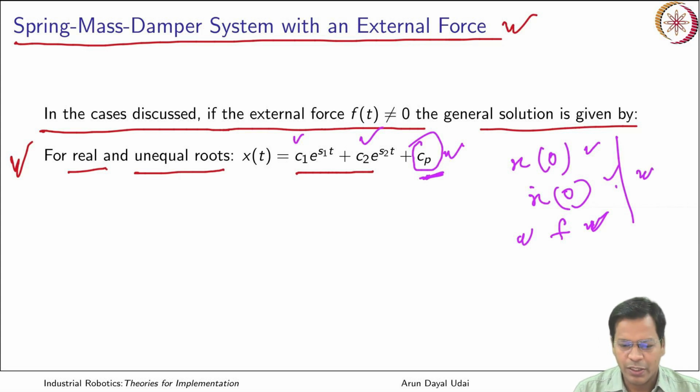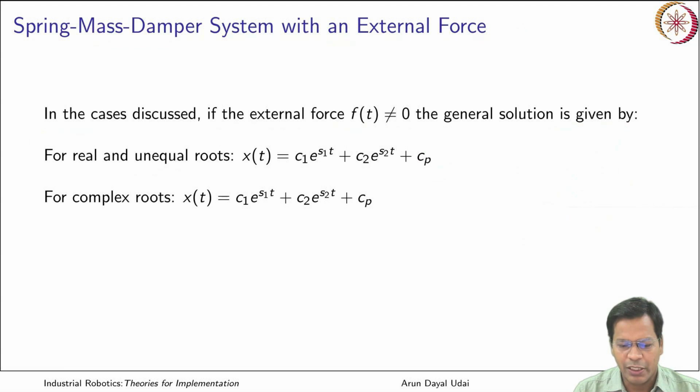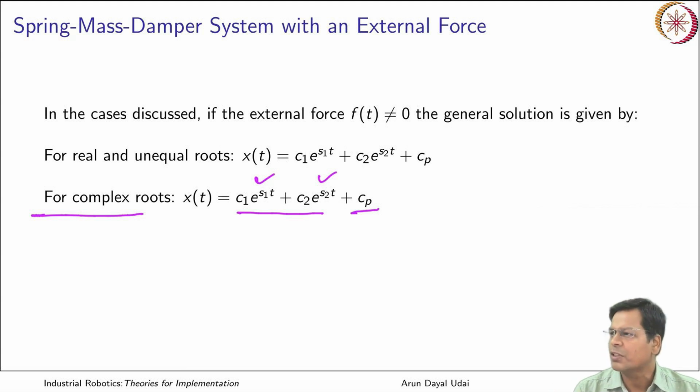Okay, so that is for real and unequal roots. Similarly for complex roots, you should see a similar equation, okay, with Cp coming here. Okay, again the same parameters are required to find these constants, S1 and S2 being the roots of the characteristic equation. So your system's characteristic equation remains the same. Okay, so that is not affected by the external force. So that is why it is external.